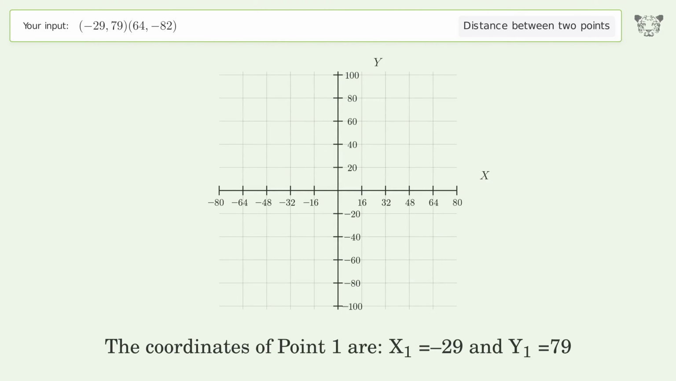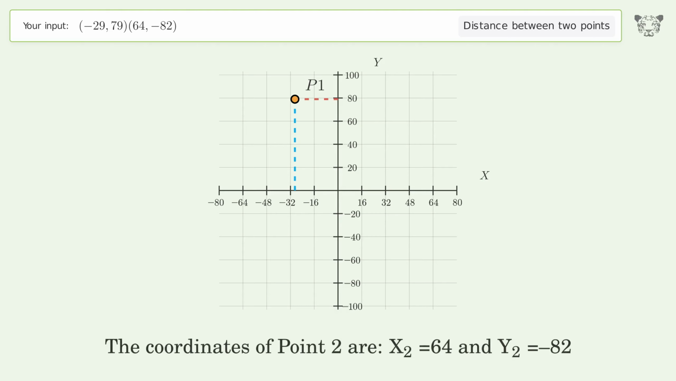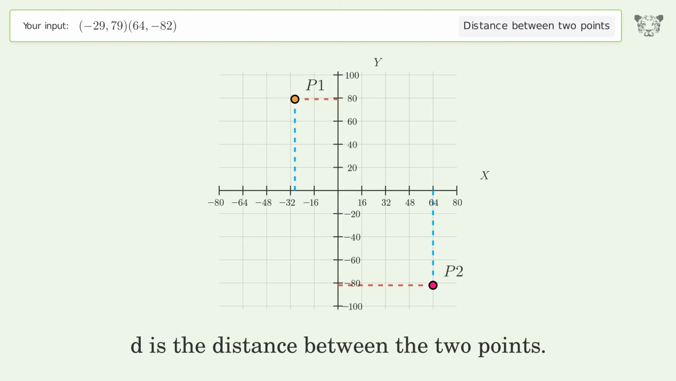The coordinates of point 1 are, x1 equals -29 and y1 equals 79. The coordinates of point 2 are, x2 equals 64 and y2 equals -82. D is the distance between the 2 points.